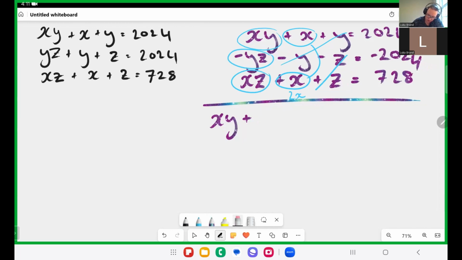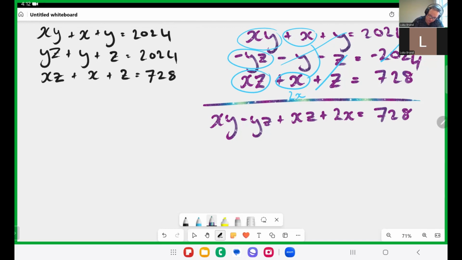So xy minus yz plus xz plus 2x equals, now again, 2024 take away 2024 is 0, so that equals 728. That's gotten rid of some of my variables, my letters. I'm still not that happy because that's a bit of a mess.